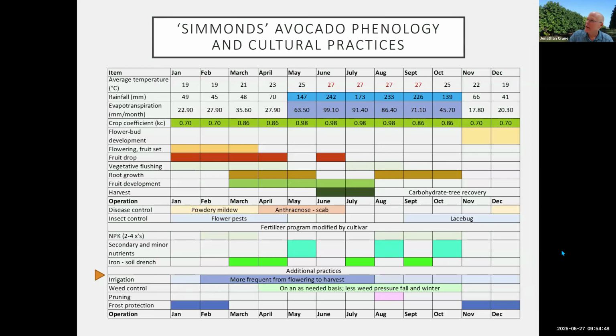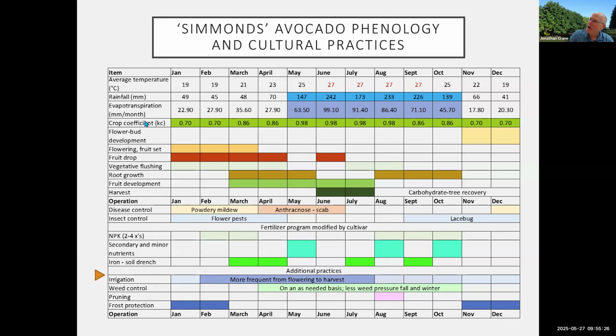This is another way to look at it. This is a Simmons avocado and some of the cultural practices. I apologize, the average temperatures for this area are in Celsius. So you're looking at the 60s, 70s in here. And this is showing you the amount of rainfall, in millimeters, but you can look at it relatively. Here's our rainy season, May through October. And then this is the demand for water loss in millimeters per month. And you can see it increases dramatically during our summer period, right?